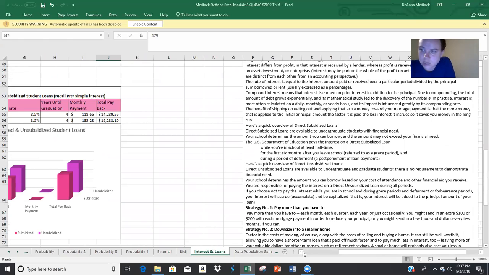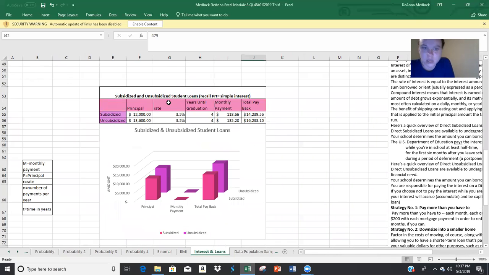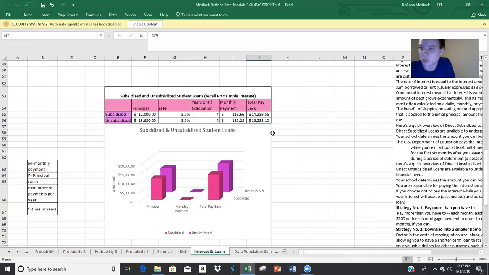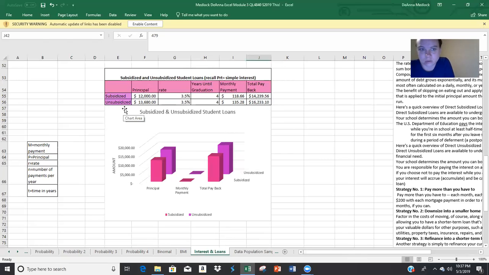And then next, we talked about subsidized and unsubsidized student loans. Here, our principal on the subsidized loan was $12,000. We paid a rate of 3.5%. We had 4 years until graduation. Our monthly payment was $118.66, and our total payback was $14,239.56.